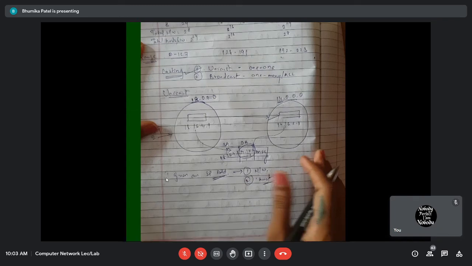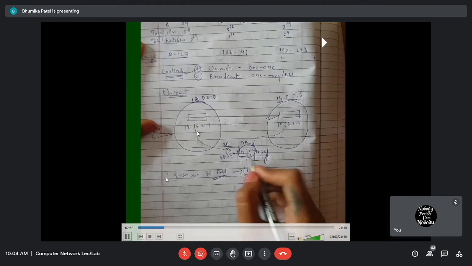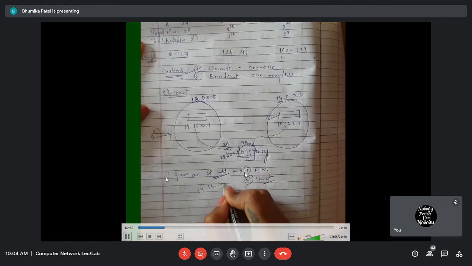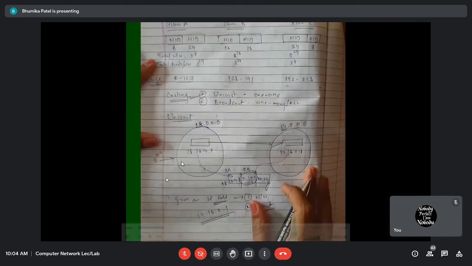That means every network on the internet is given a unique IP address, so that from this net address it can identify the network. How? That we will see. Here the IP address given is 14.16.2.1. As you know, it belongs to class A.